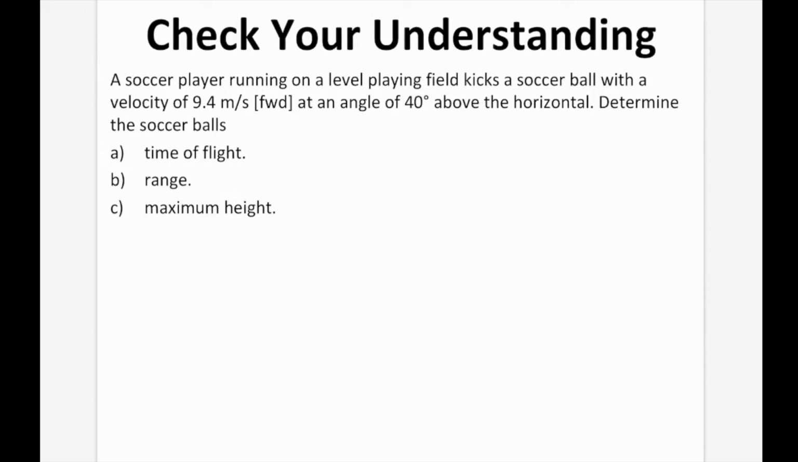So the first thing we need to do is we need to draw out our situation. So I'm just going to draw our field. Here's our projectile. It's going to be kicked at an angle of 40 degrees. And after it's kicked, it's going to follow this motion, and it's going to go like that. This is going to be our range, our dx value. This is going to be our max height. In that case, it's going to be our max dy value.